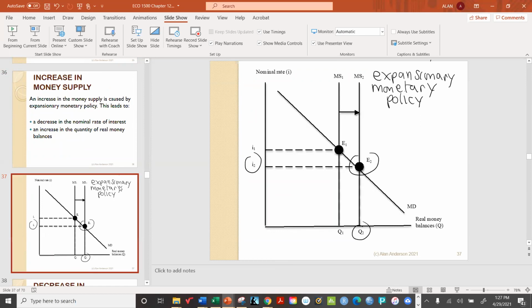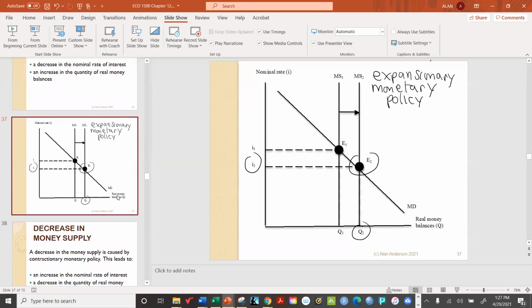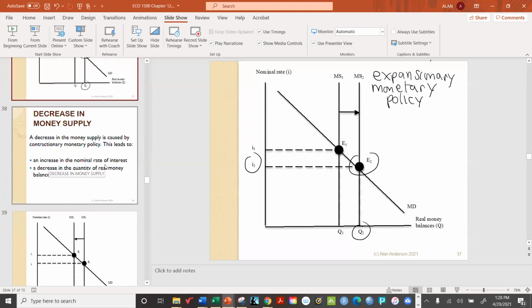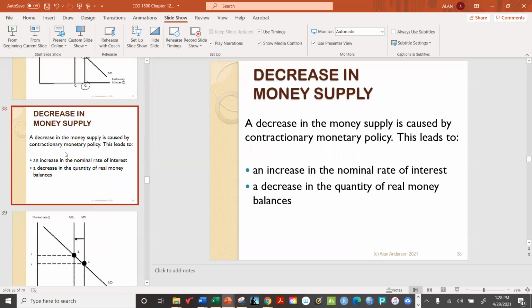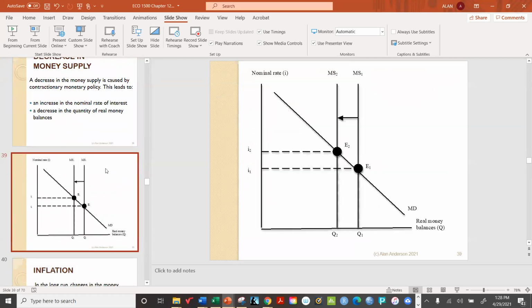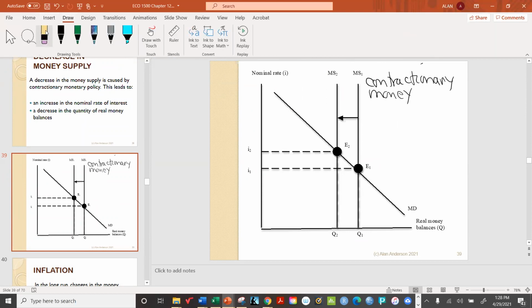So I'm sure you can guess what's coming next. What about contractionary monetary policy? That would, of course, have exactly the opposite effect because the money supply curve will shift to the left. And so let's confirm that. Yes, this is, again, what we would call contractionary monetary policy. Money supply falls, and the result is that interest rates go up.